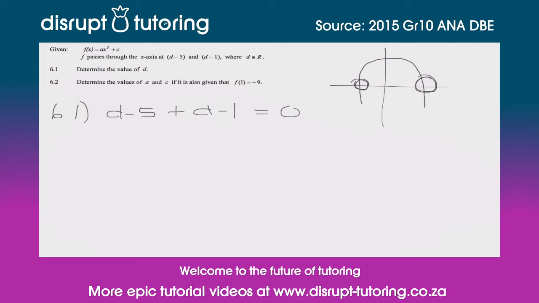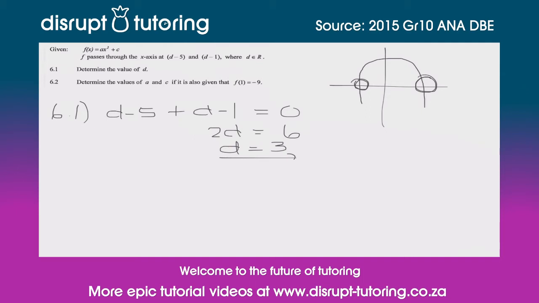Now we've created an equation with one variable to solve for, and that means we can solve for d. So d plus d is going to give us 2d. I'm going to get rid of the numbers and move them to the right-hand side. So that's minus 5 minus 1 is minus 6, and we're going to add 6 to both sides. So we're going to have a 6 on that side, and then d is equal to 3, nice and easy, and that is a really well-deserved 2 marks because it requires a very good understanding of parabolas.